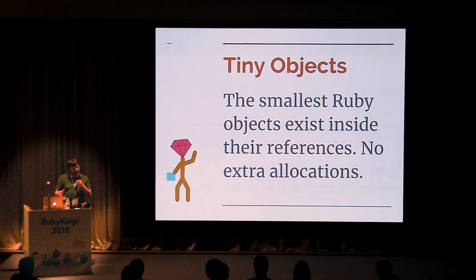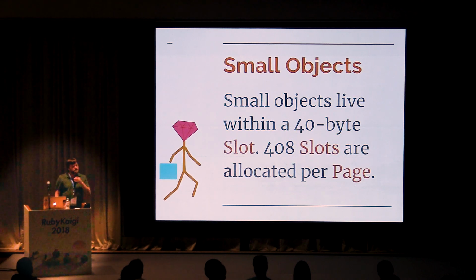When people tell you something like, oh, hey, you should use symbols for all your stuff because they're faster than strings, that's what they mean. Symbols fit inside the reference, and there's no extra memory allocation done from the reference, whereas strings, well, let's talk about small objects, which a short string is. So those were tiny objects. Now let's talk about small objects.